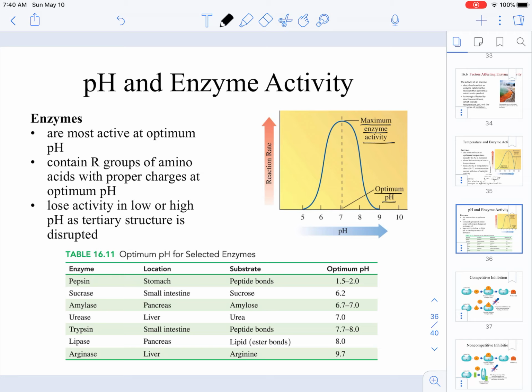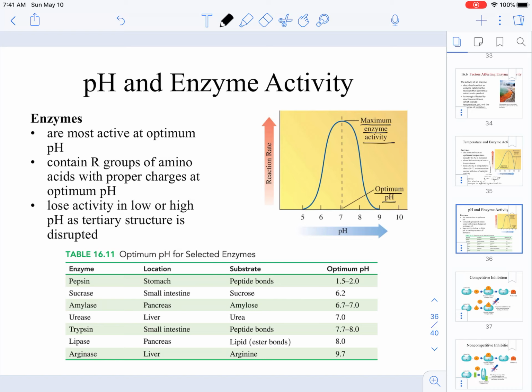Now, when we look at this, understand that the side chains of some of the amino acids in enzymes are going to be affected by the changes in pH, like we saw previously in the videos. At lower or higher pH, the enzymes are going to lose activity specifically because we are affecting the interactions at the tertiary structural level of enzymes.